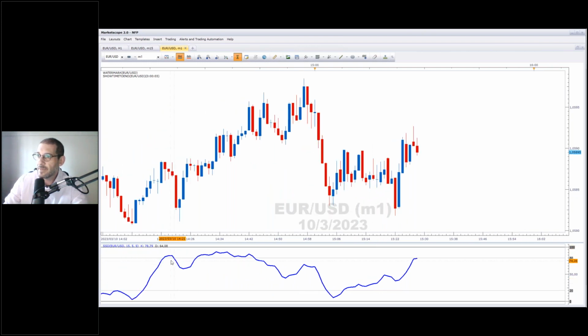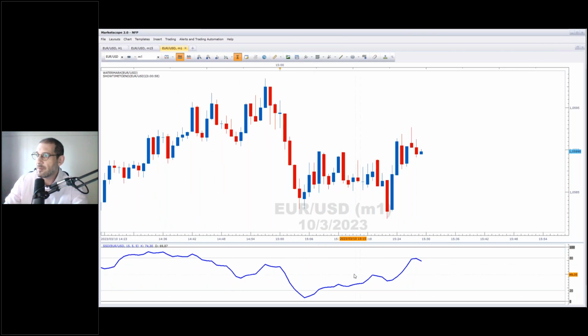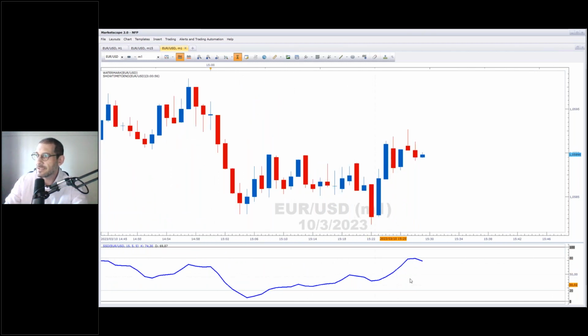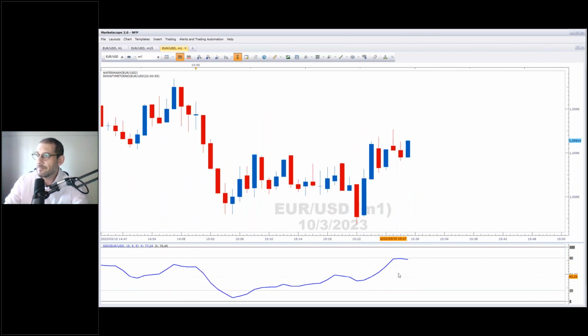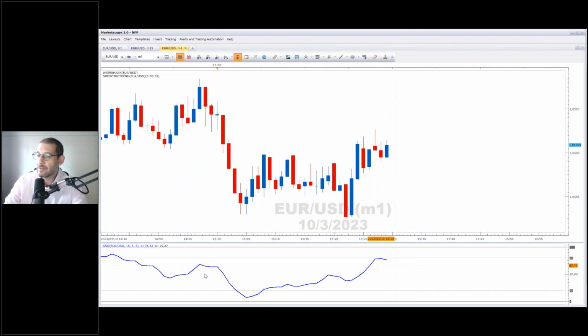If the stochastic makes it through to the upper 80 or the lower 20, then we probably got some momentum behind us to help us with the trade. And we'll see if we can use that to our advantage. I might go silent because it's actually a fair amount of pressure trading in front of a crowd, but I do enjoy it.